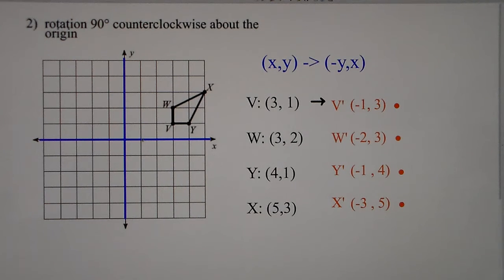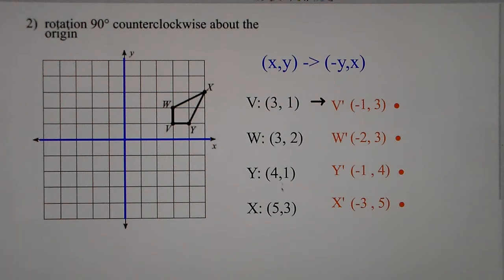V is 1, 2, 3. 3 boxes to the right, 1 up. So my coordinate for V is 3, 1. My W is 1, 2, 3 to the right, 2 up. Hence why it's coordinate 3, 2. Y is 4 to the right, 1 up. That's why it's 4, 1. And X is 1, 2, 3, 4, 5 to the right, 3 up. Hence why X is 5, 3.